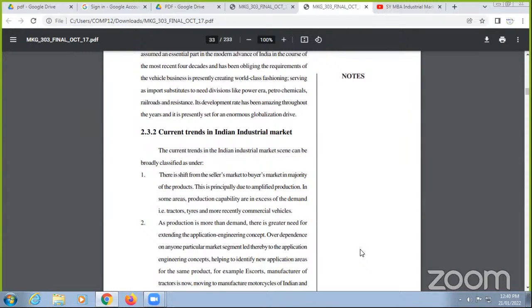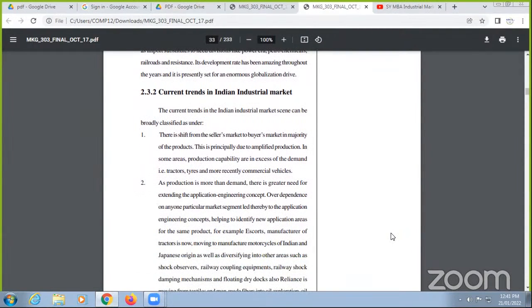Current trends in the Indian industrial market. First is the shift from a seller's market to a buyer's market, where a majority of the products are basically due to MNC production. Second, production is more than demand, or there is a greater need for the applications engineering concept, which depends on a particular market segment and helps to identify new application areas for the same products.